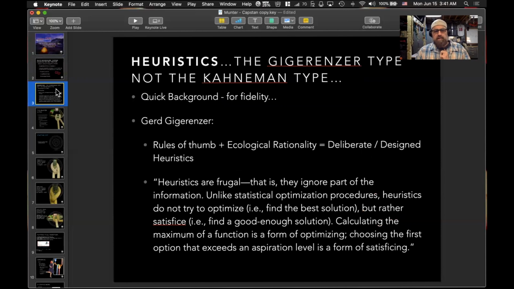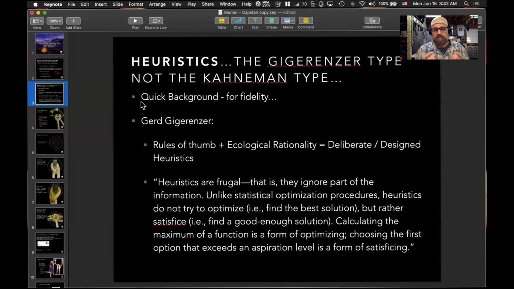Moving on, heuristics. We have the GERD type and we have the common type. As a quick background, there are always these arguments among really smart people on the use of heuristics. When we get into Kahneman and Tversky, for people that have read Thinking, Fast and Slow, you're going to see a bit of a negative context to how they talk about heuristics, versus how Gerd does it at the Planck Institute, which is very, very different.